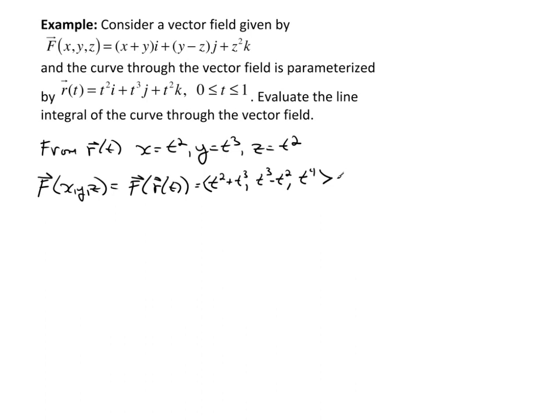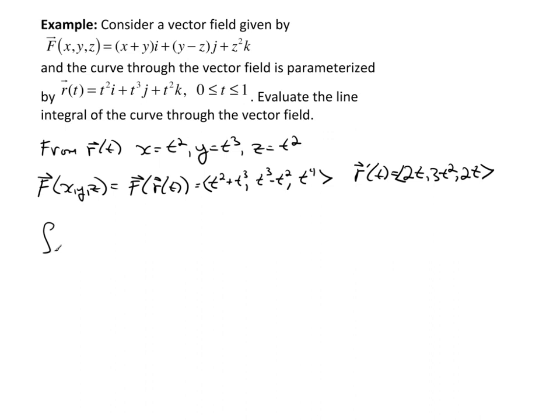I also know, if this is r of t, then r prime of t is going to be 2t, 3t squared, 2t. I'm going to keep writing these as vectors. So now I have everything that I need to go ahead and evaluate this line integral.